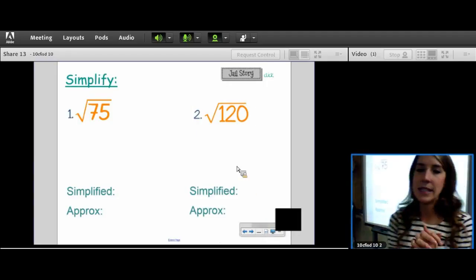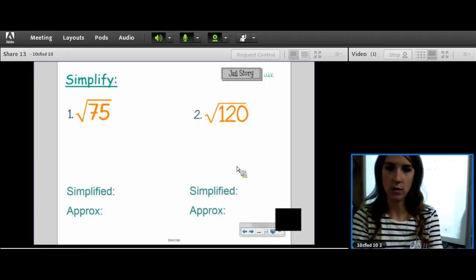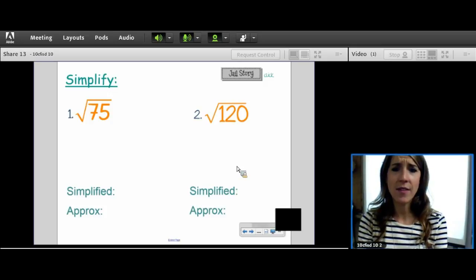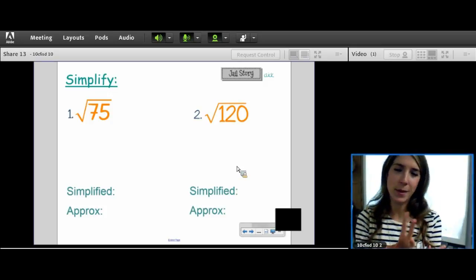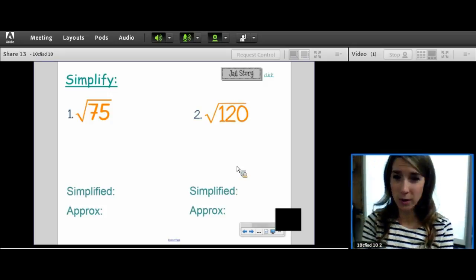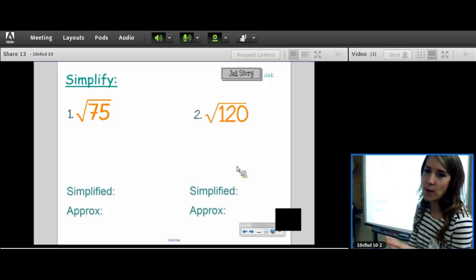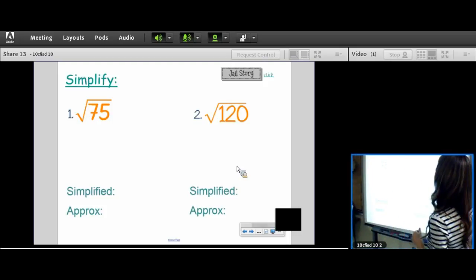So let's get down to business. How do we simplify a radical? What is the square root of 75 simplified? Kind of reduced, but that's not the right word. So I'm going to tell a quick story to give you an analogy. I bet you have other analogies, but this is the one we're going with here.